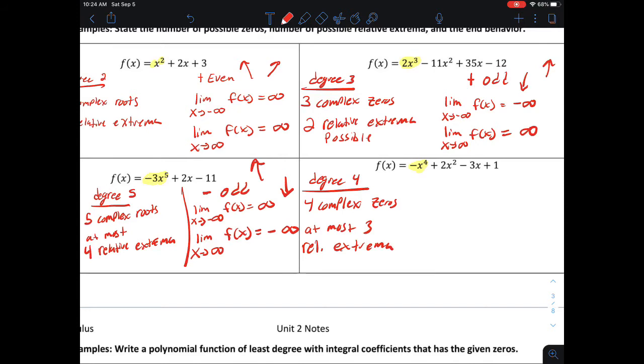And lastly, we want to do this end behavior. So we're negative and even. Even means both sides point the same direction. Negative means both sides go down. And the limits for that would be the limit as x approaches negative infinity for this function of x. So as you go left, the ends of the graph are going down. As you go to the right forever, the ends of the graph also go down.